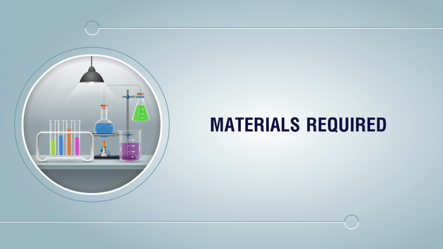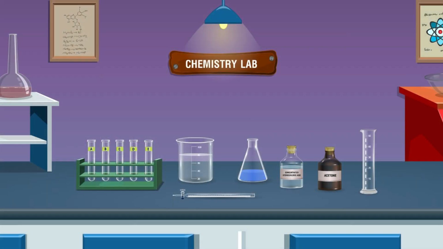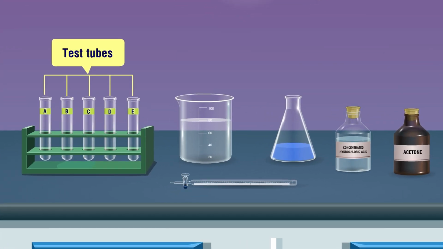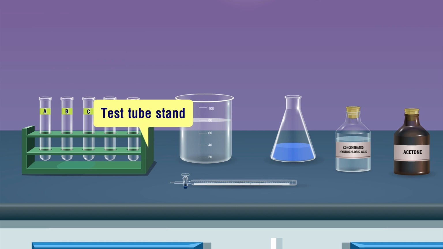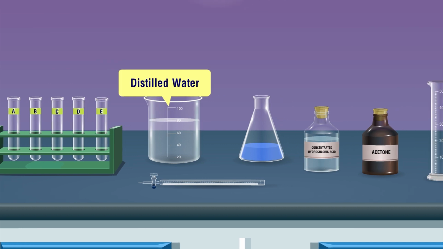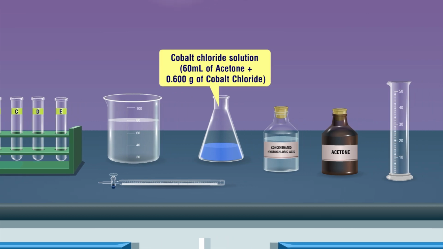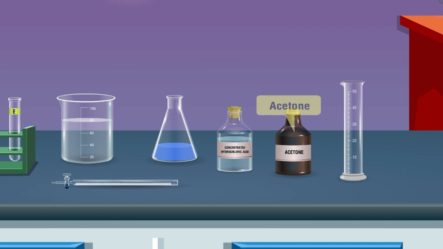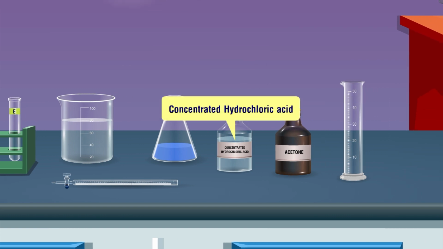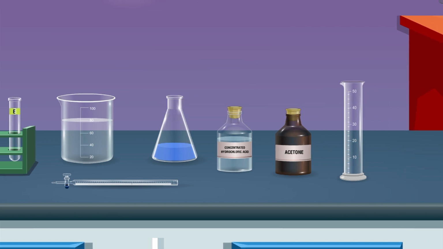Materials required: test tubes, test tube stand, distilled water, burette, cobalt chloride solution, 60 ml of acetone plus 0.600 grams of cobalt chloride, acetone, concentrated hydrochloric acid, measuring cylinder.